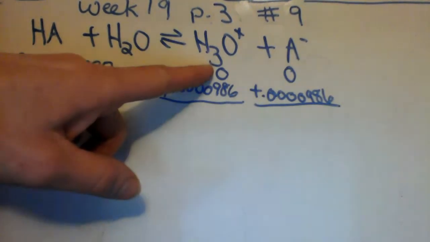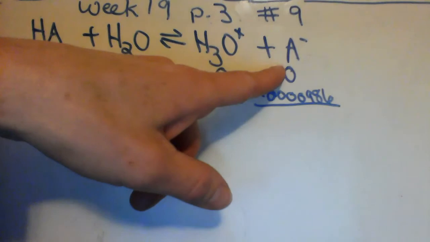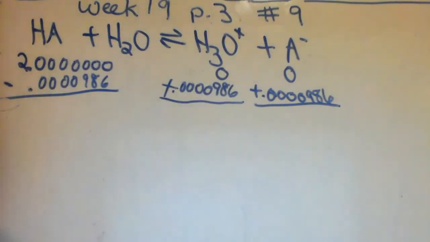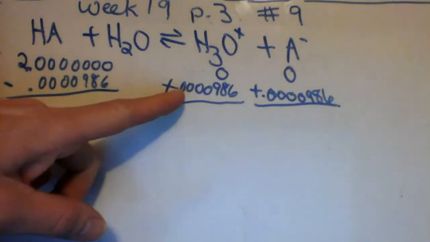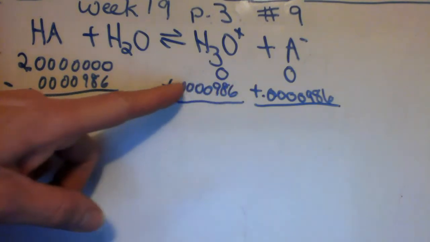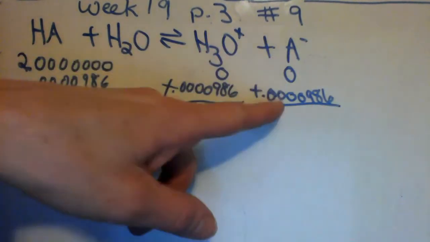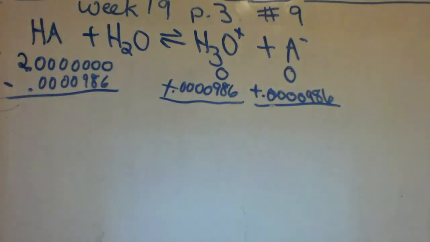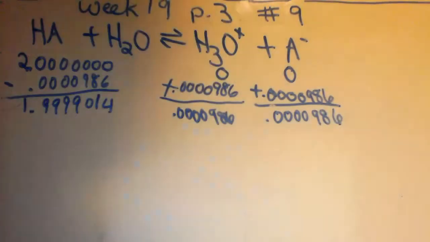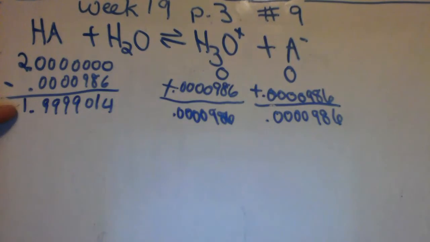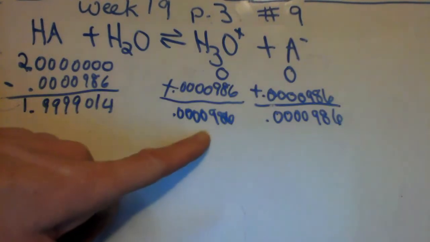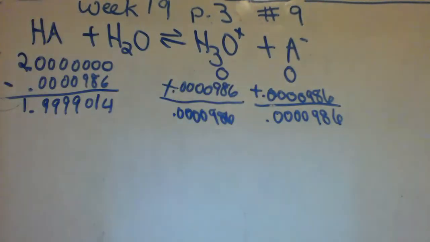Over here we had an initial concentration of 0 for the hydronium and the conjugate base of this particular acid. We know that the concentration of hydronium is this, therefore the concentration of the conjugate base ion will also be this. Now we get a concentration of 1.9999014 molarity for the acid. The concentration for these is the same.